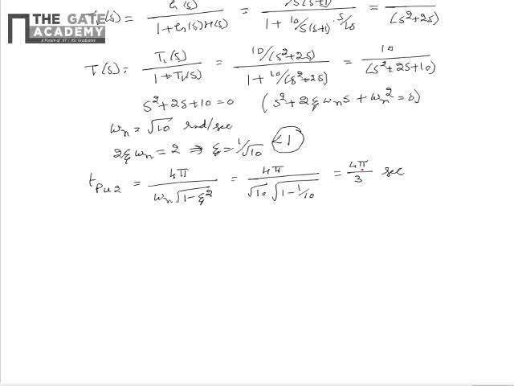From this we see that for the given control system the second undershoot occurs at 4 pi by 3 seconds. Please note that the second undershoot occurs at this instant for both unit impulse input and unit step input. Hence the correct option representing the second undershoot time is 4 pi by 3 seconds, and it corresponds to option A.